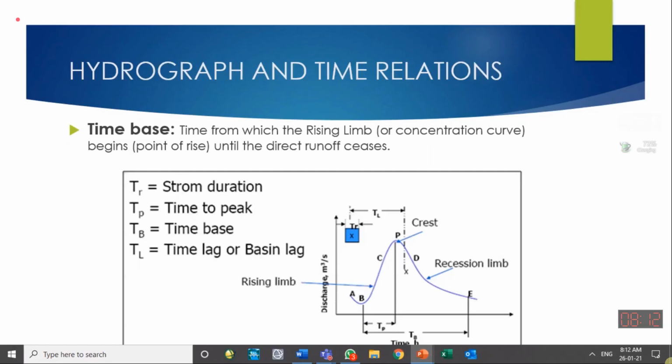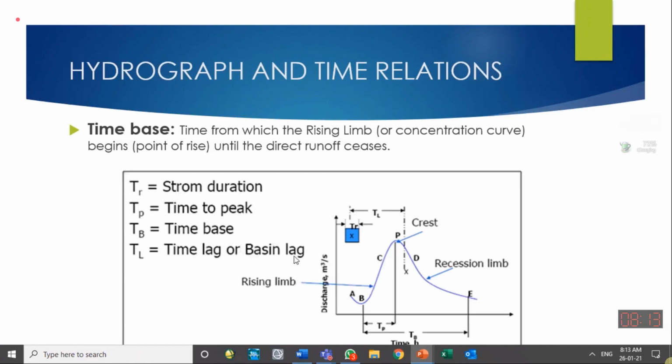Direct runoff is the contribution of the rainfall which is reaching the outlet or the channel over the surface or through the interflow. So that is the quick response of the watershed. Base flow is that water which reaches the channel through the groundwater, the subsurface water, the groundwater part of the subsurface.